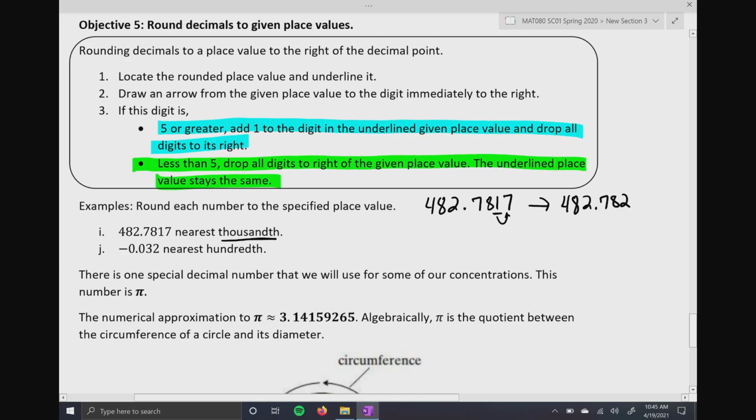Next example. Negative 32, what is that, thousandths? They want us to round to the nearest hundredth. So the 3 is in the hundredth position. I look to the right, that is a 2. So my underlined place value stays the same. And I drop all the digits to the right. So it's just negative 0.03 or negative 3 hundredths.